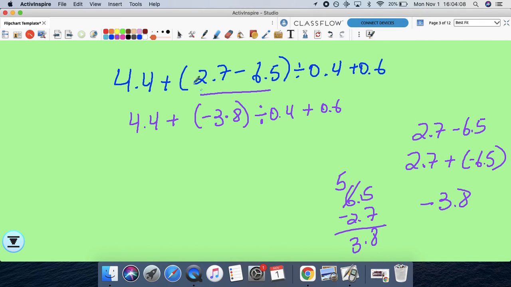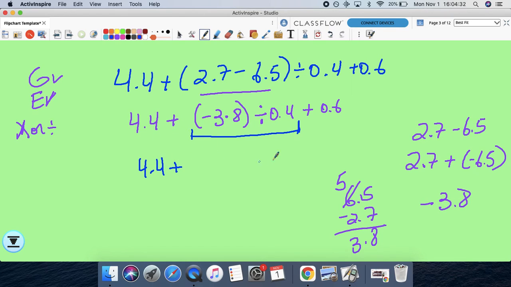Now, look at order of operations. What do we do first? First, we do grouping. We're done. Next, we do exponents. There's no exponents. Then we do multiplication or division. Do you see multiplication or division? Yeah, there's one right here. So 4.4 plus, let's forget about that, plus 0.6, let's forget about that. Let's do this division right here.